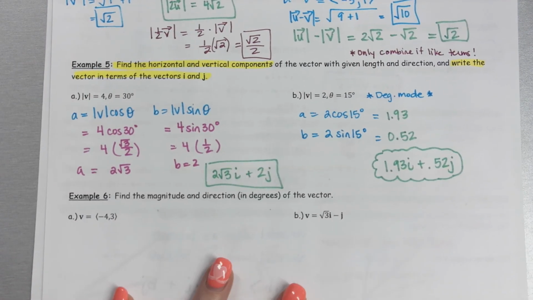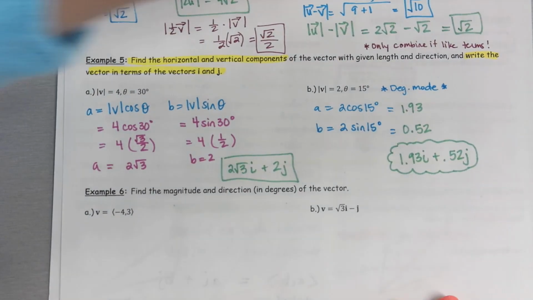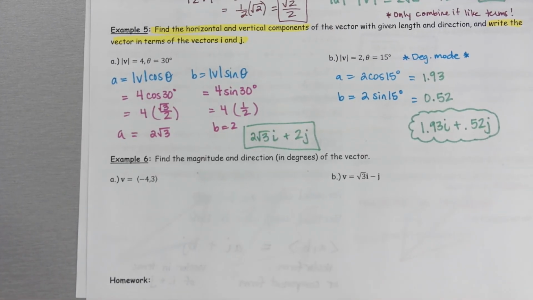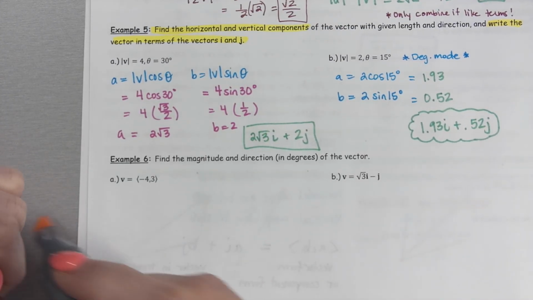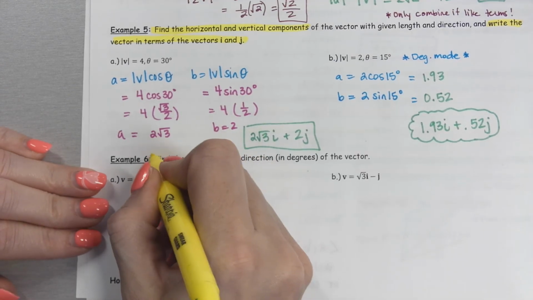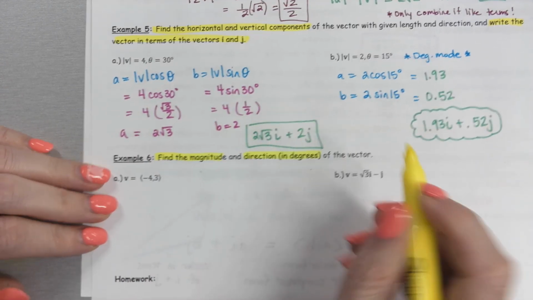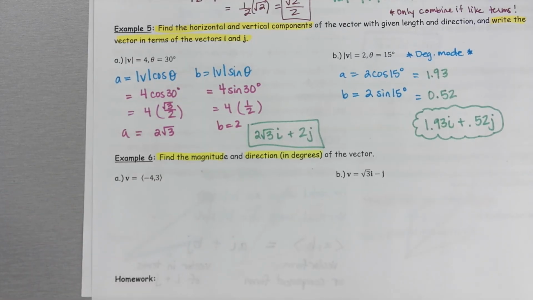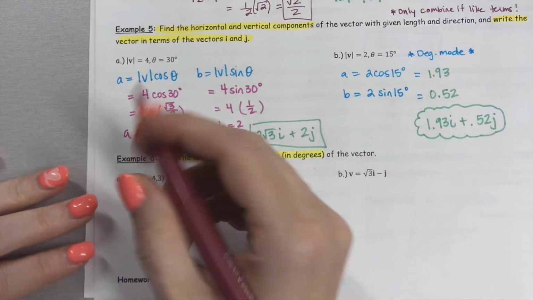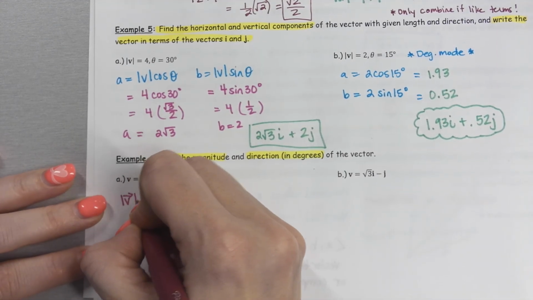All right, and then the last thing we're doing, you actually did this in geometry. So you're finding the magnitude and the direction in degrees of the vector. When you're finding the direction in degrees, you don't have to label like north, west, east, south. We are going to do that tomorrow. Okay, but to find the magnitude, we've done that today.